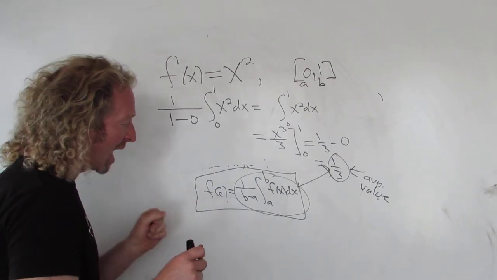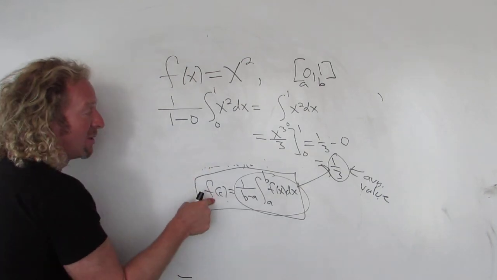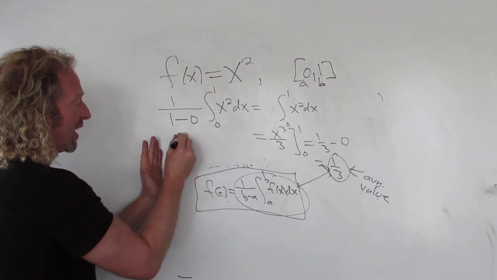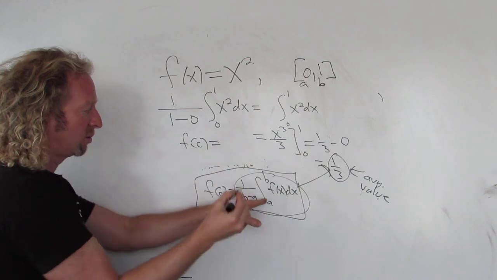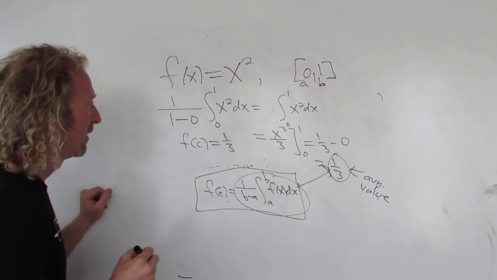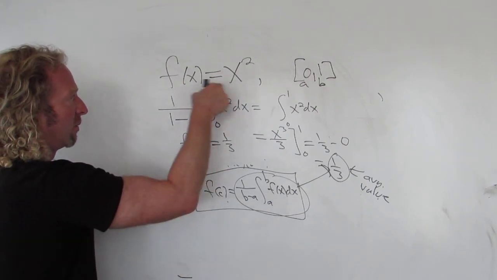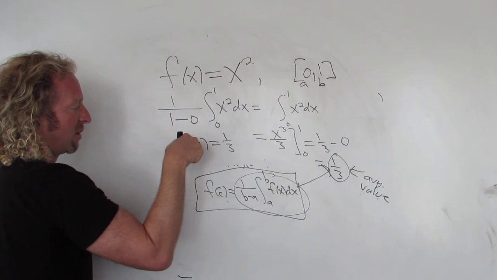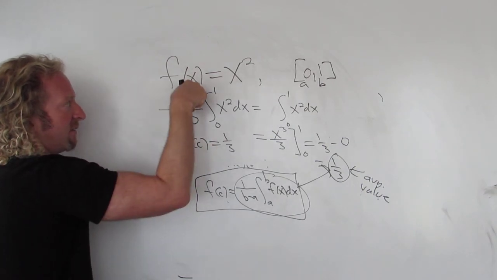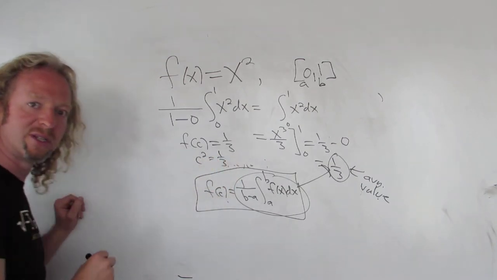Okay, so now we're going to find c. So how do you do that? We'll set f of c equal to the quantity which we worked out, equal to the average value. And then we just replace f with what it is. So f of c is the same as f of x, except x is c. So this is c squared equals 1 third. All right, c squared equals 1 third.